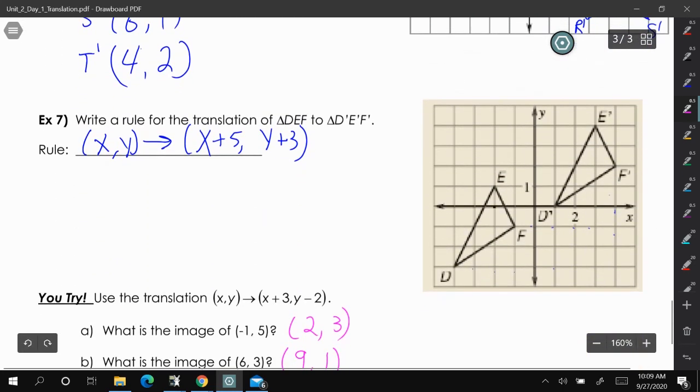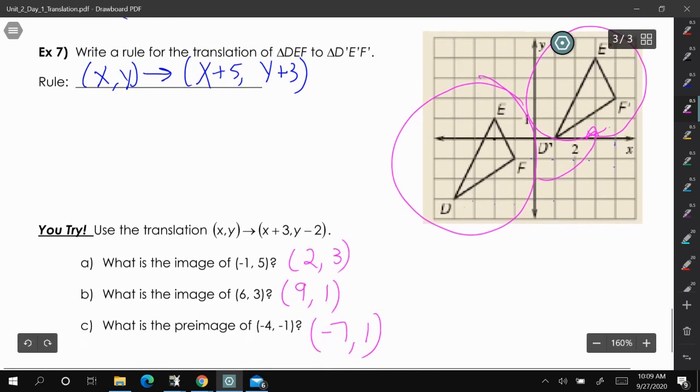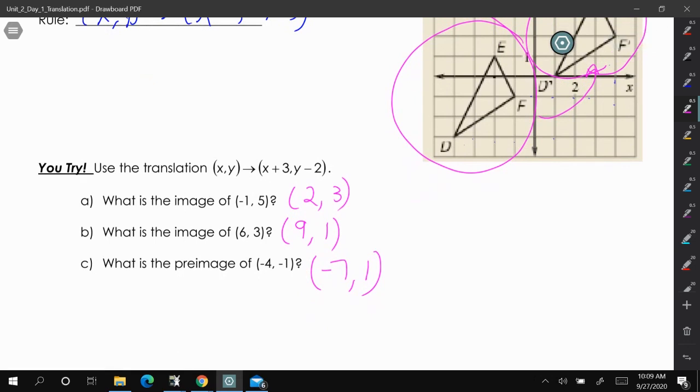Then down here, the translation rule, x plus 5 comma y plus 3 is how you go from this image to this image. So my pre-image was on the left, my image was on the right with the prime notation. And here are the answers for the last ones down here. Remember that if it says what is the pre-image, we got to go backwards. So I did -4 minus 3 to get -7, and -1 plus 2 to get +1.